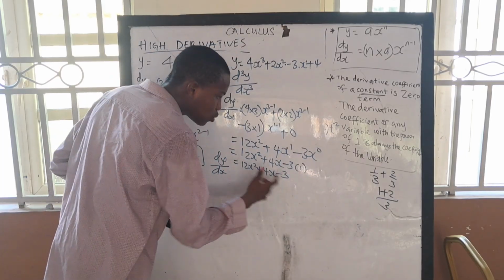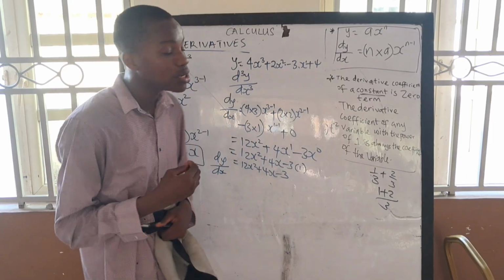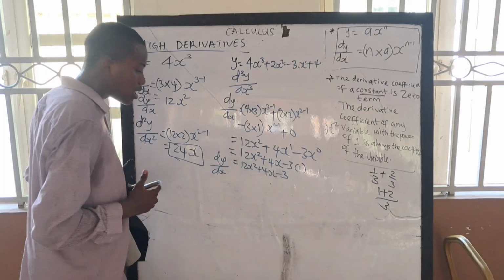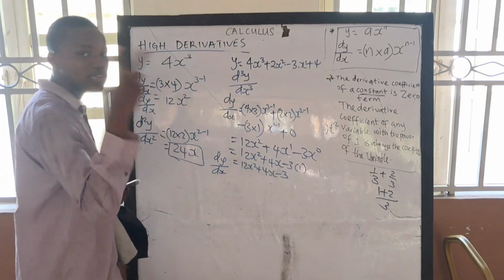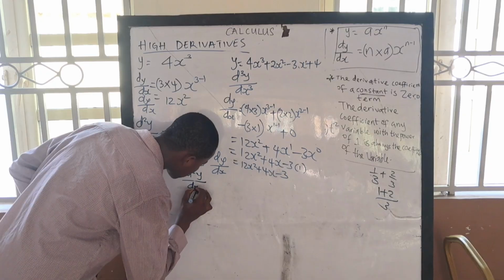So now this is my dy/dx. The question does not say I should get dy/dx. The question says that I should get d3y/dx cubed. That means I should differentiate it what? 3 times. I've got my dy/dx. What will I get now? The d2y/dx squared. That means the second derivative now. So I'm having the d2y/dx squared.